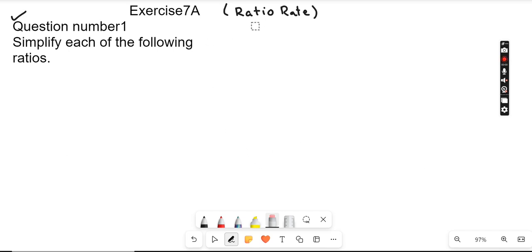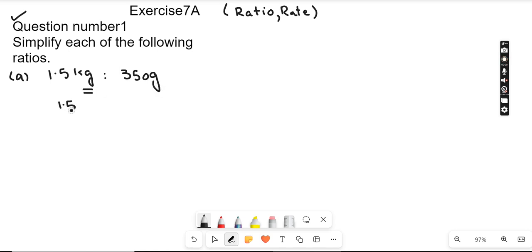This is exercise 7A and the topic is ratio and rate. And right now we are working with question number 1. It is simplify each of the following ratios. And the first part of the question set here is 1.5 kg and 350 grams. First of all, you have to make their units same.